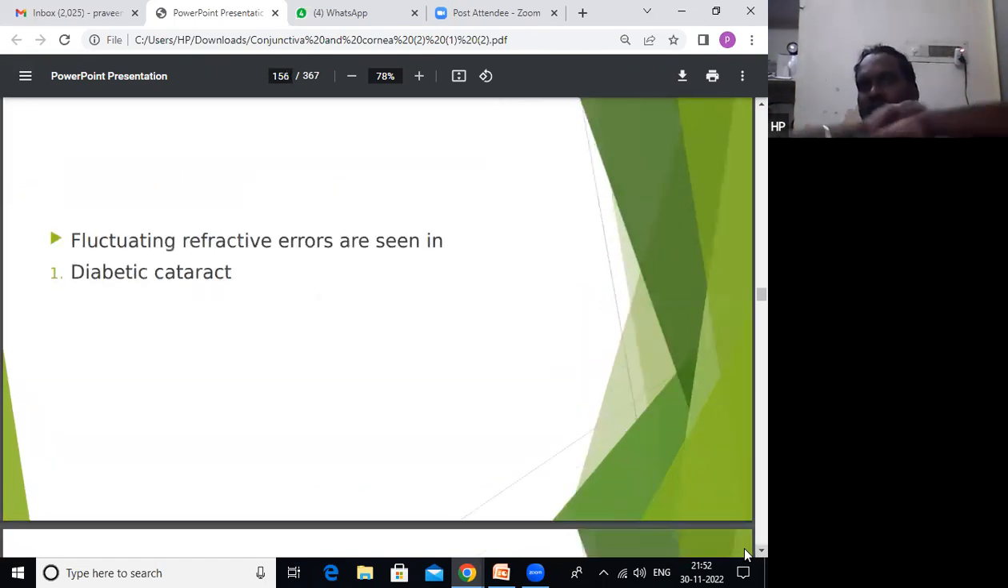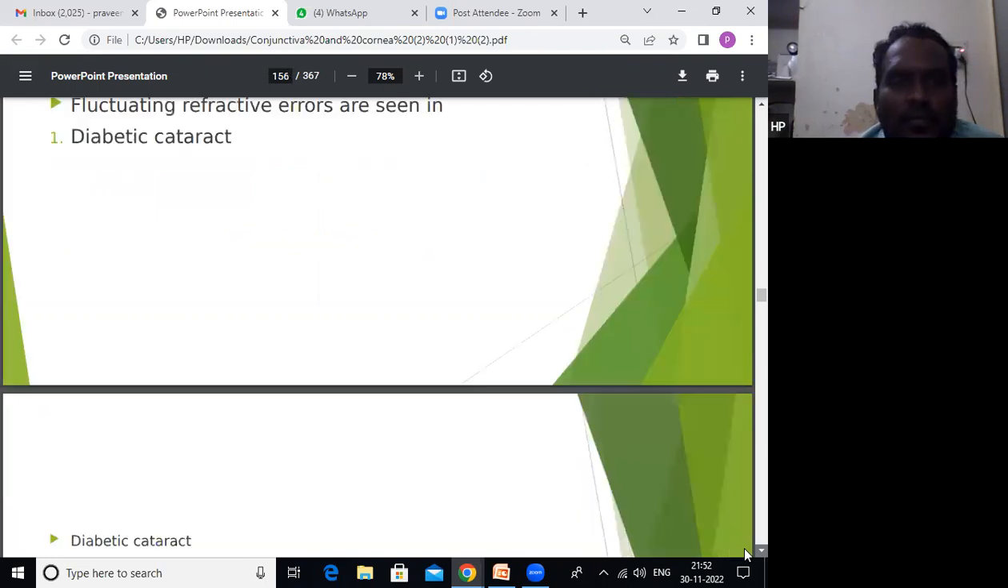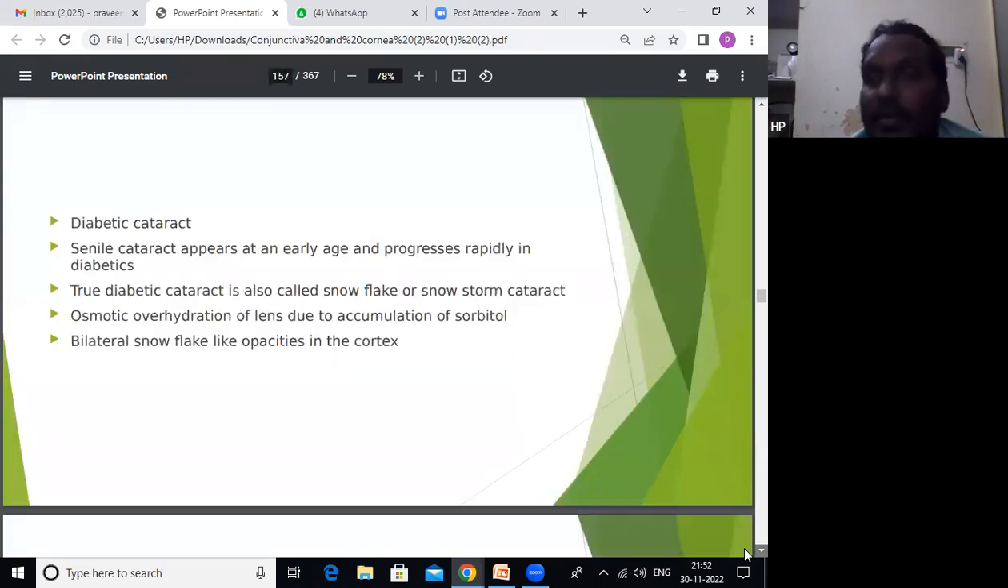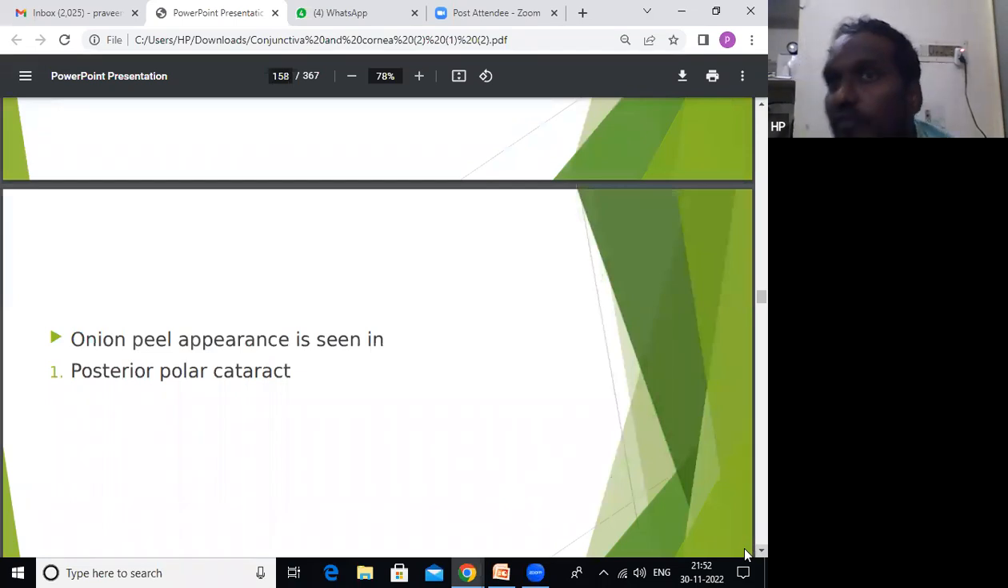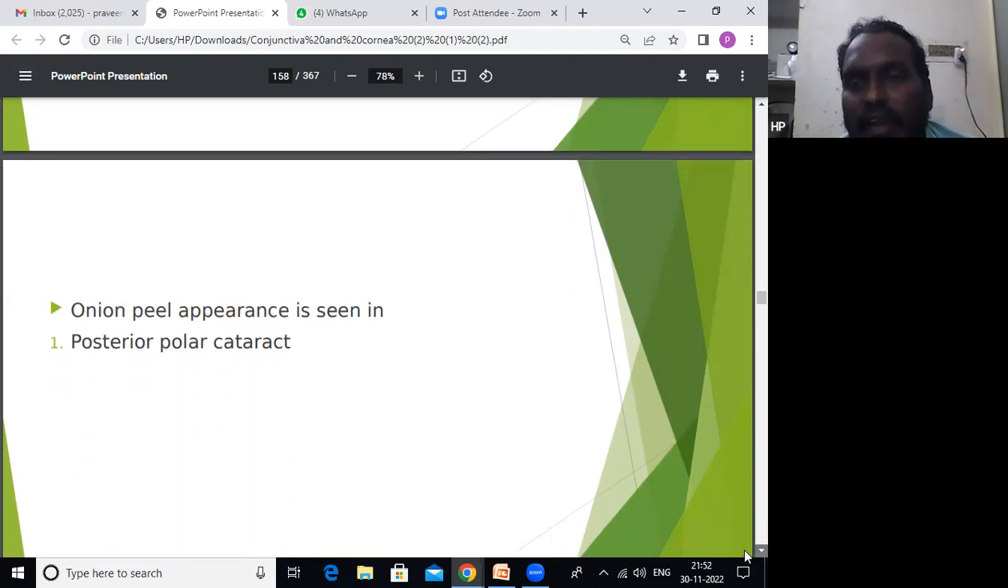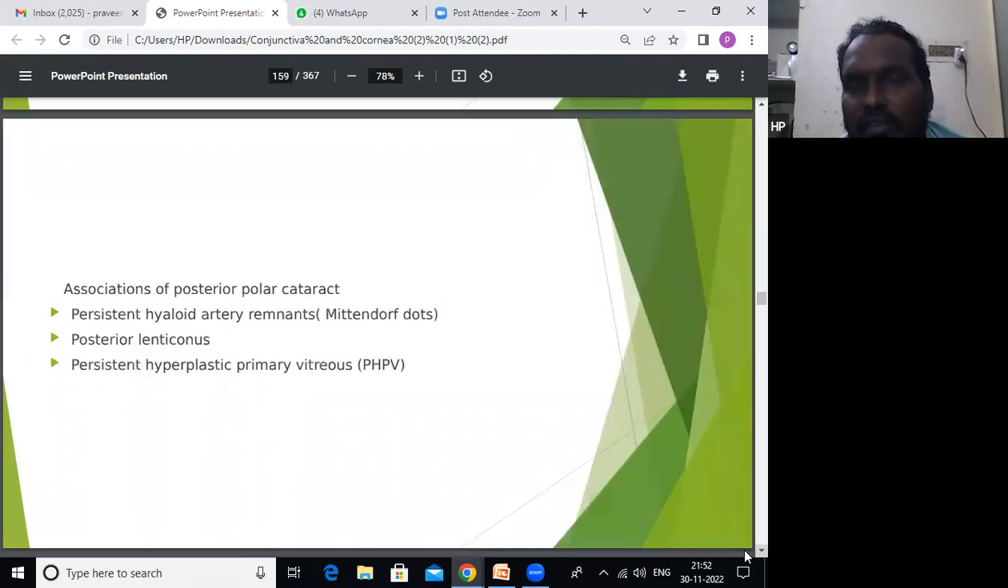Fluctuating refractive errors: if a question is asked, fluctuating refractive errors are seen in diabetic cataract. Diabetic cataract is also called snowflake cataract. Onion peel appearance is seen in posterior polar cataract. The type of cataract where you see onion peel appearance is the posterior polar cataract.